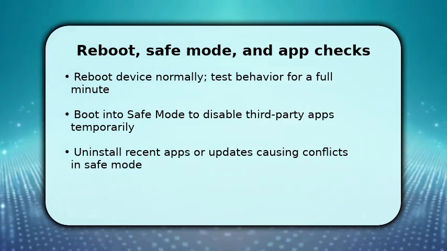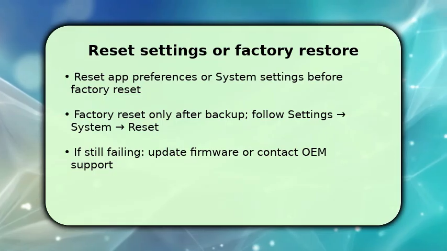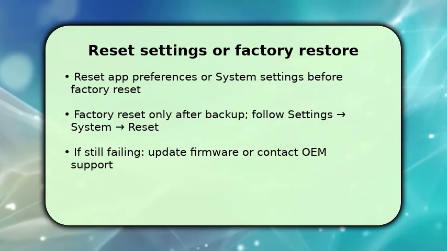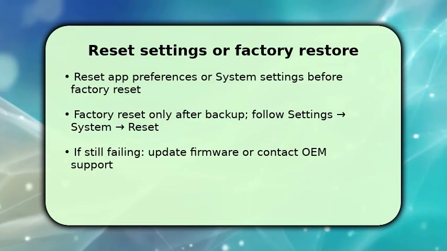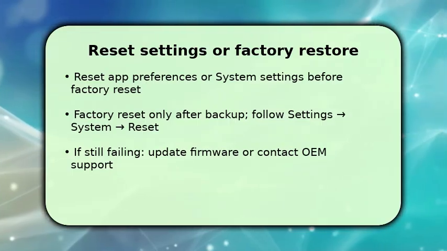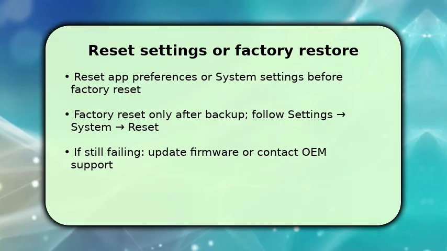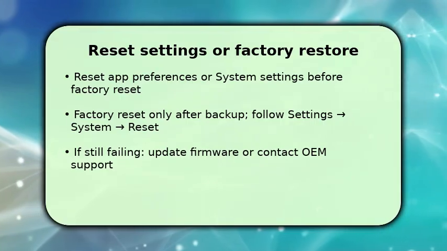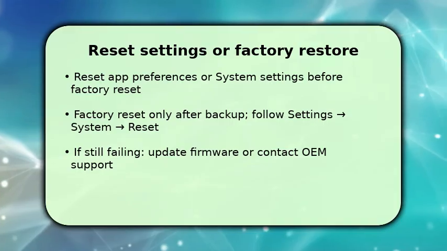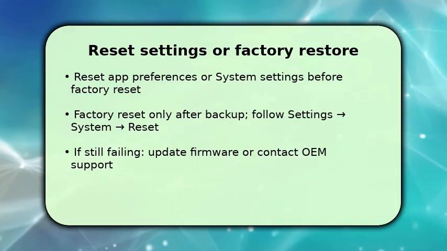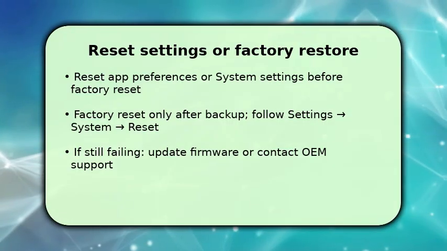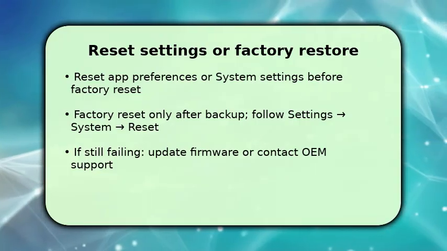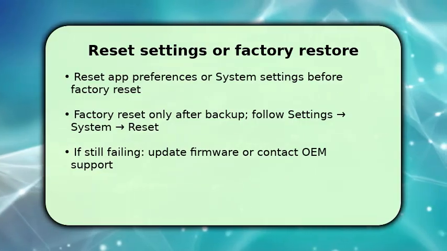If safe mode didn't help, reset app preferences or network and system settings first, since this preserves personal data while undoing problematic defaults. If the issue persists, back up everything and perform a factory reset via Settings > System > Reset, because that clears deep configuration corruption causing System UI crashes. After restoring, make sure to update the OS and apps.